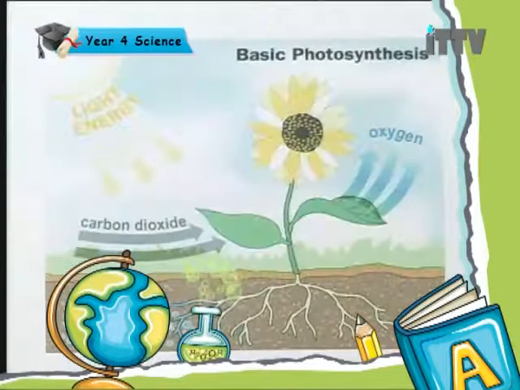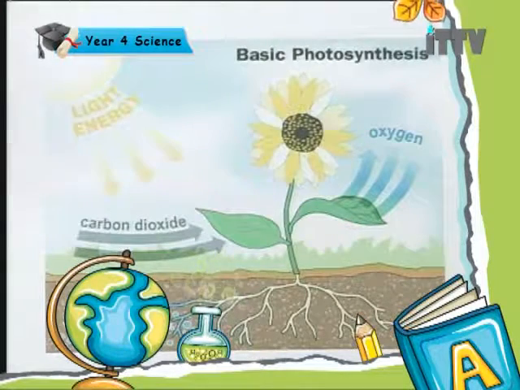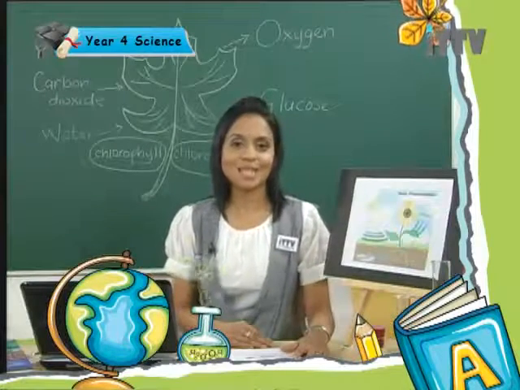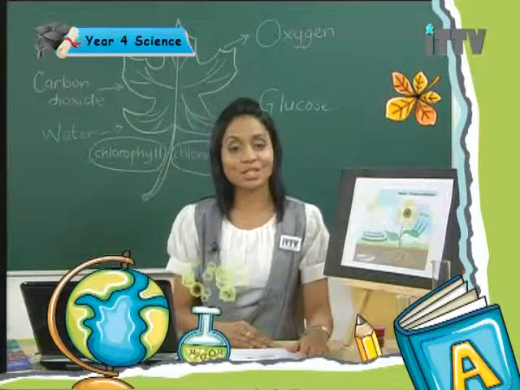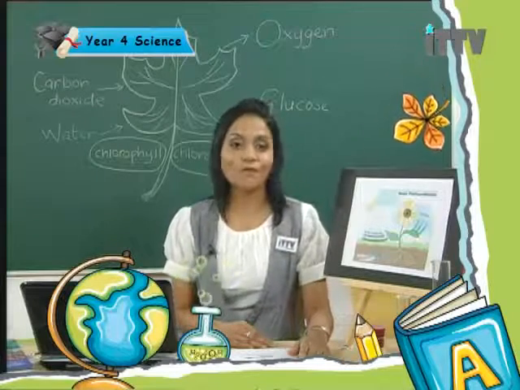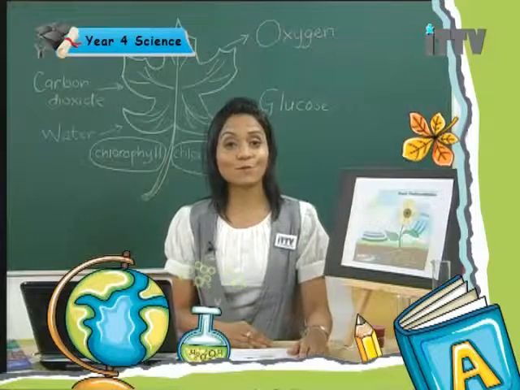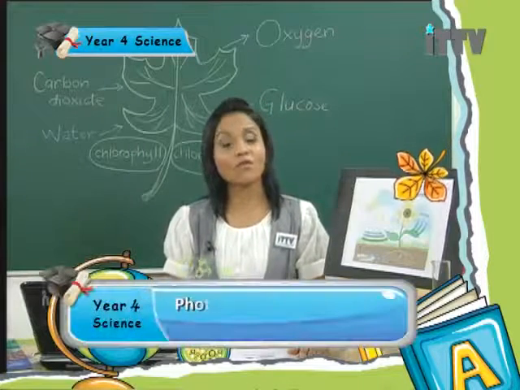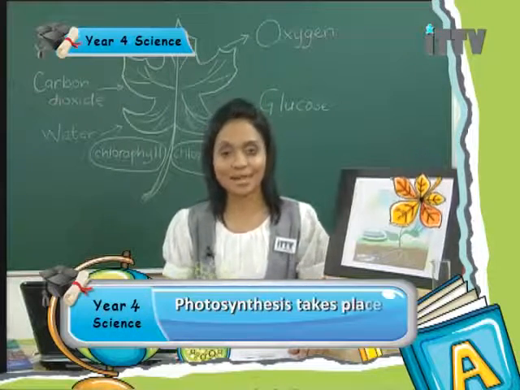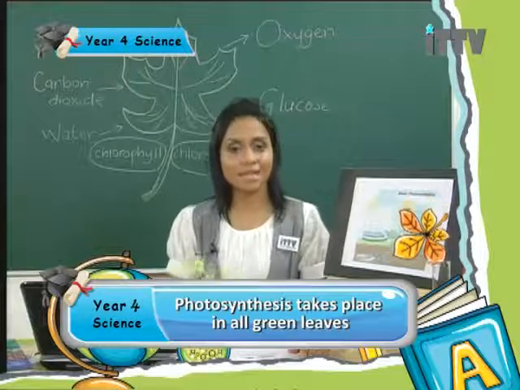Now, we should talk about sunlight. The majestic sun helps the plant in many ways. Sunlight is required by all plants. Now, the sun's energy is used in the food-making process for plants. This food-making process is called photosynthesis. Photosynthesis takes place in all green leaves.